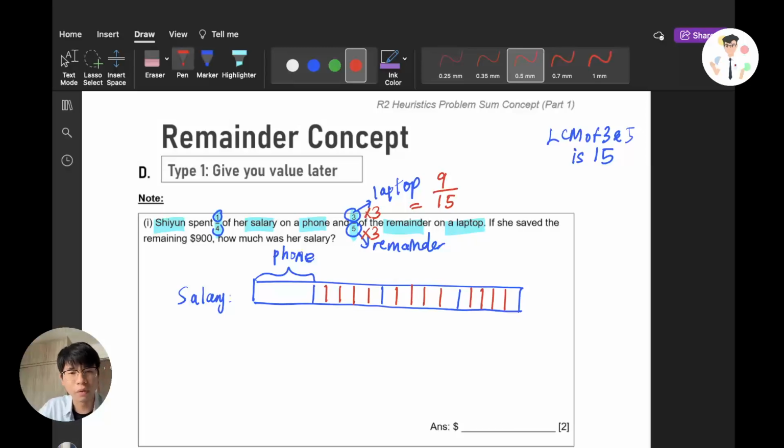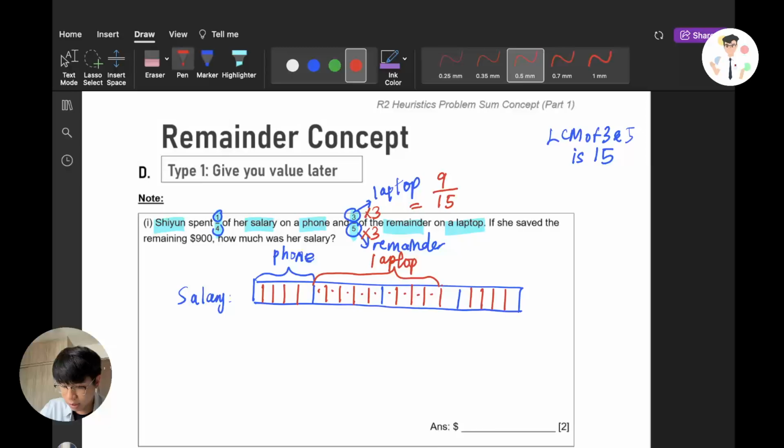Teacher, how about the phone? Do I need to cut? Yes, just cut. When we cut 1 unit, then we cut every single thing. 1, 2, 3, 4, 5. Now I know that I have all these units, and especially for the remainder here, I have actually 15. And out of this 15, 9 actually belongs to the laptop. So let's count together first. 1, 2, 3, 4, 5, 6, 7, 8, 9. So these 9 belong to the laptop.